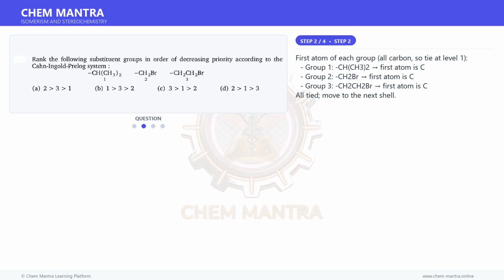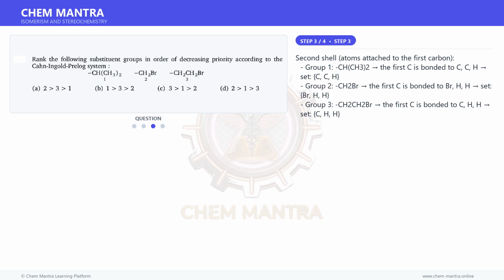First atom of each group, all carbon, so tie at level 1. Group 1, CH(CH3), first atom is C. Group 2, CH2Br, first atom is C. Group 3, CH2Br, first atom is C. All tied, move to the next shell.